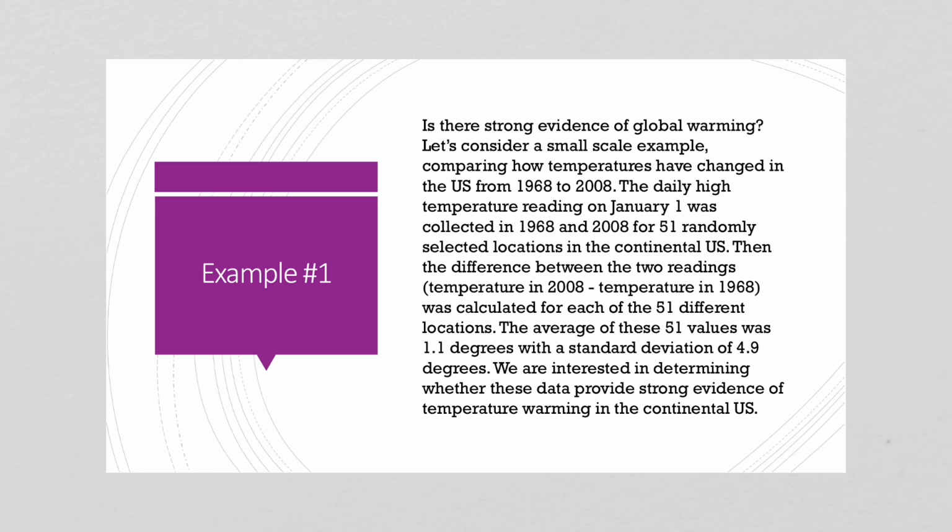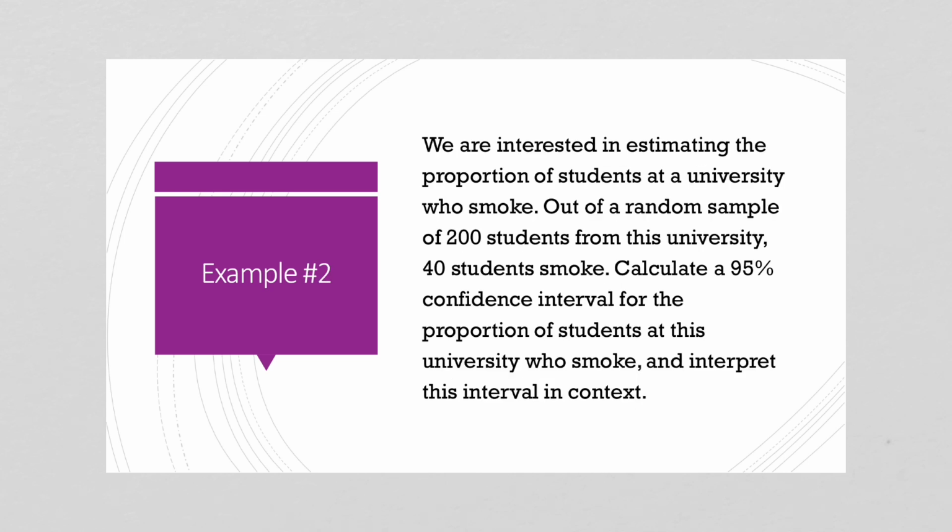Okay, so let's go ahead and try a second example. Our second example reads, we are interested in estimating the proportion of students at a university who smoke. Out of a random sample of 200 students from this university, 40 students smoke. Calculate a 95% confidence interval for the proportion of students at this university who smoke and interpret this interval in context. So again, we're not actually being asked to conduct the full confidence interval in this situation. We are just trying to decide which one we are going to employ. So let's go back to our flowchart.